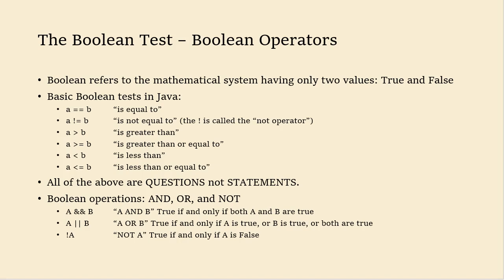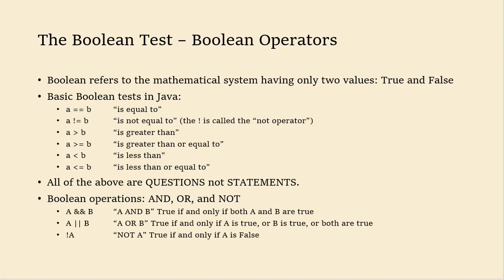So that first one, A equals sign B, should be read A is equal to B, but it's a question, not a statement. Maybe it should be read is A equal to B. It's a question. Why are they using two equal signs in a row? Well, they needed some kind of nice intuitive format for testing to see if A is equal to B. The equal sign was already used. That's the assignment operator. So using two equal signs.